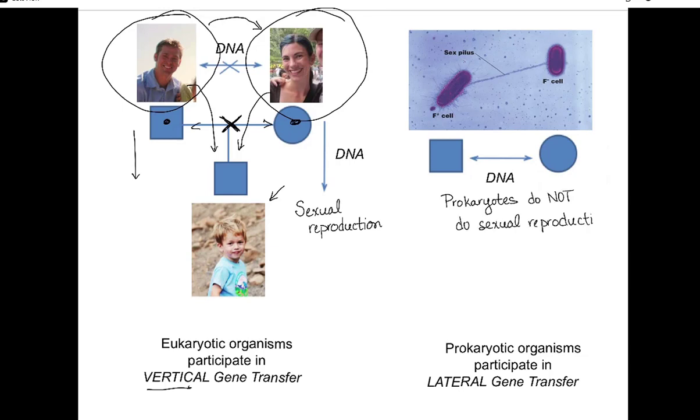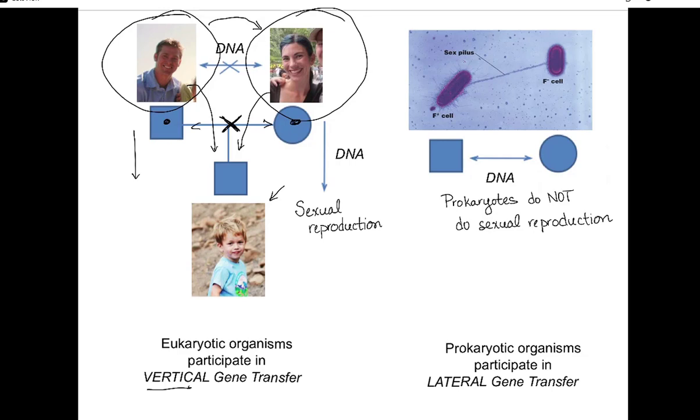So what do I mean by sexual reproduction? If I take two bacteria and put them together, they can't create a new baby bacteria that has a mixture of each parental bacteria's genes. That's not a possibility. So bacteria do not do vertical gene transfer. However, they do have the ability to do horizontal gene transfer.